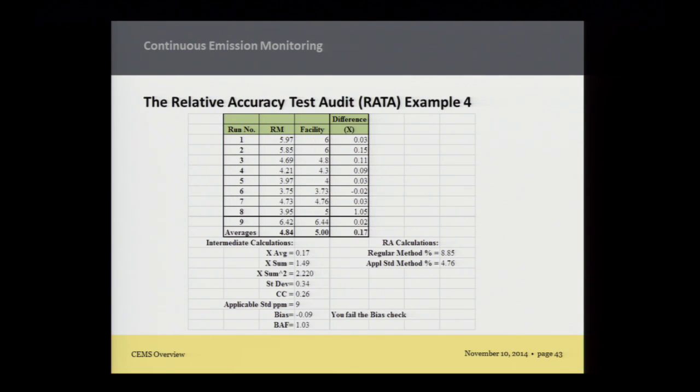All right, so I changed the numbers a little bit. Very slightly. And look what happened. My bias is negative. You have a 3% bias low based on the BAF, or the equation for the bias adjustment factor. And so now moving forward, all the data I collect from this source, I've got to apply a 1.03 factor to until you run it again and prove that it's not biased or your bias changes.